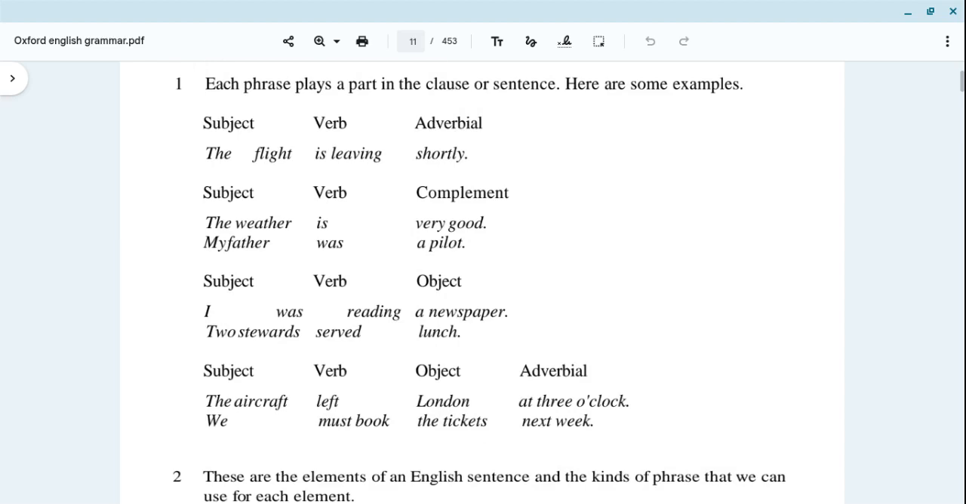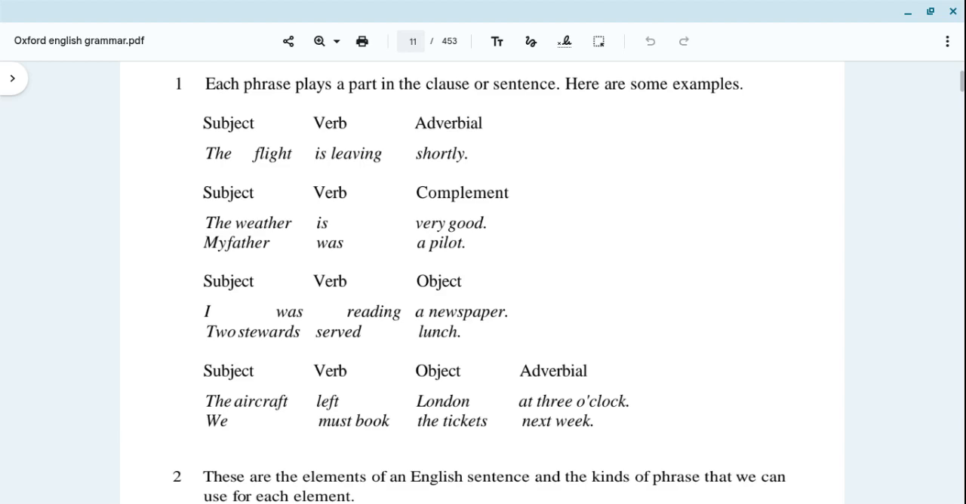Okay. I was reading a newspaper. Sorry, people, let me come back. Subject: I. Verb: was reading. Object: a newspaper. Go to the other example.